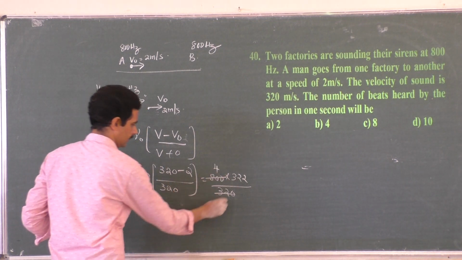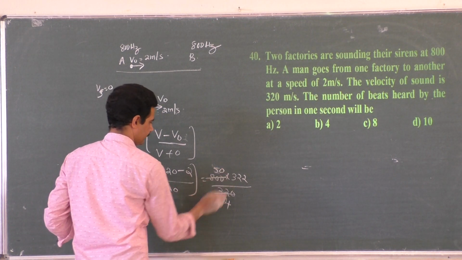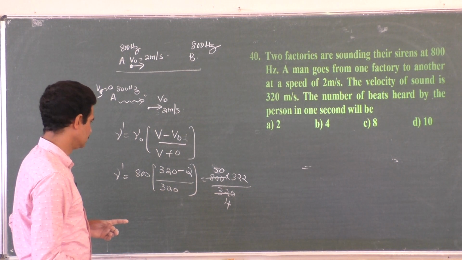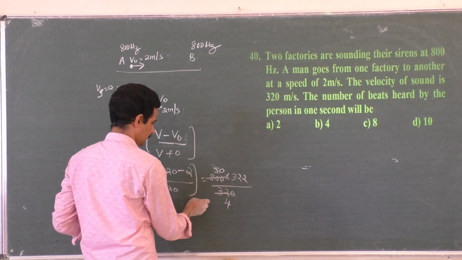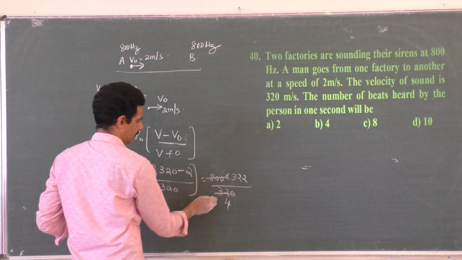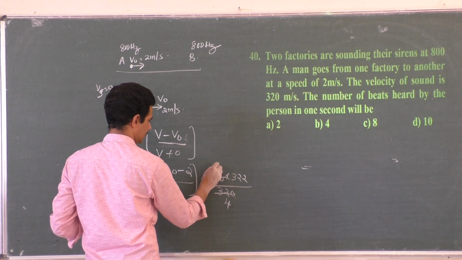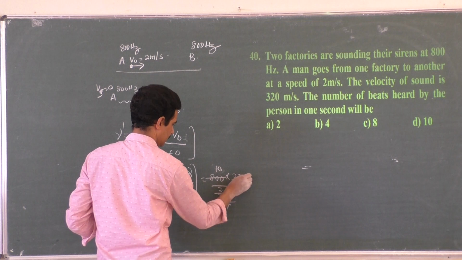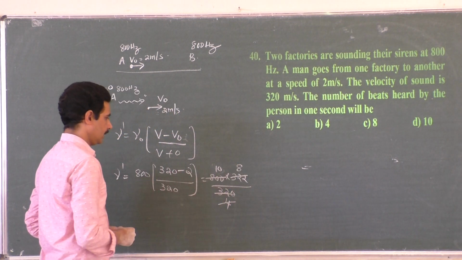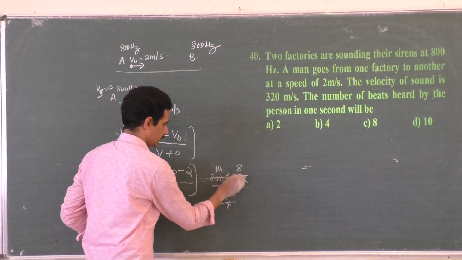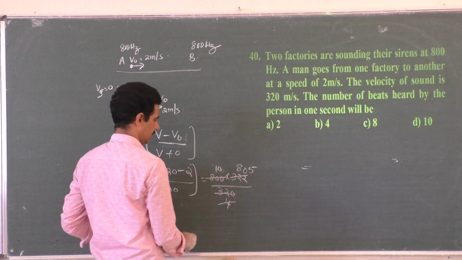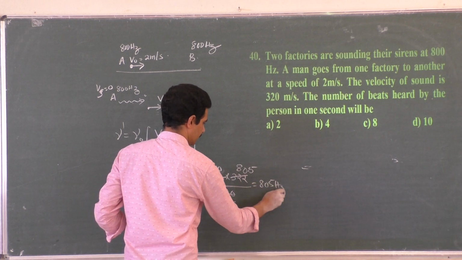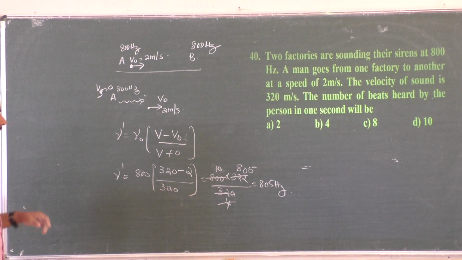80 tens are 800. What will be the answer then? Yes, it will be heard as 805 Hertz. This is one situation, 805 Hertz.